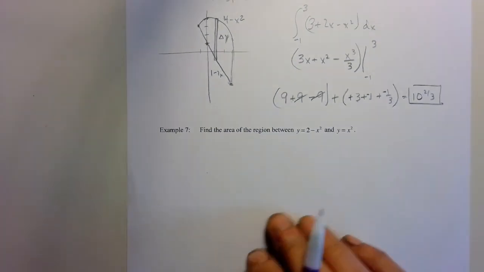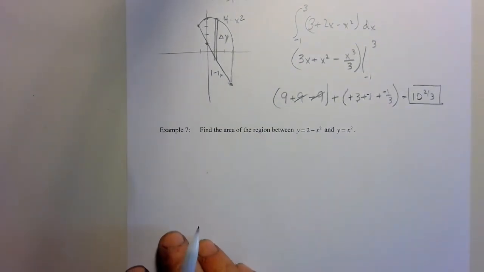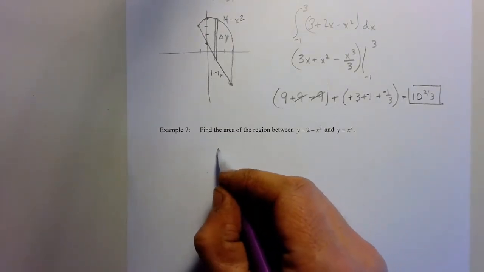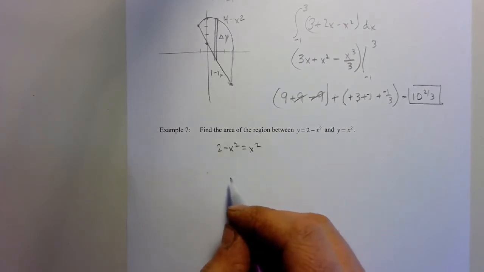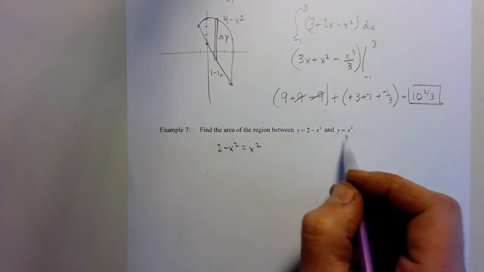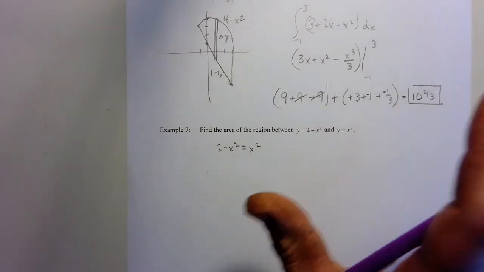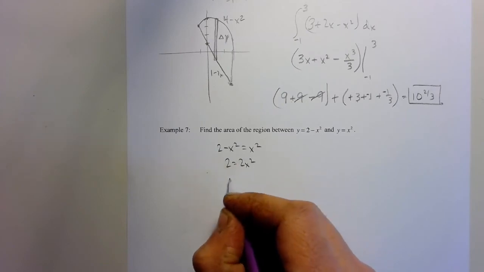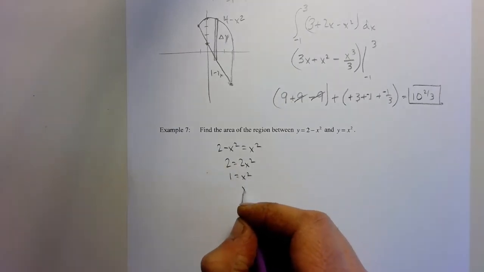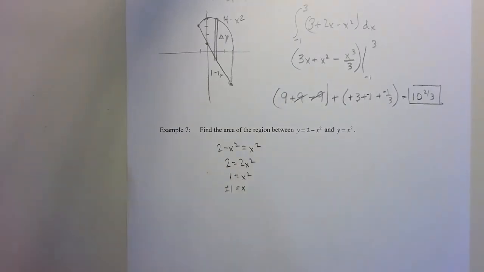More of the same for number 7 here. Hit the pause button, try it on your own, and then go and do this. So we start, set them equal. At this point, you've already tried it on your own. My intersections, nice, there's only 2 again, so that's going to make it easier. It means one's always on top, one's always on bottom.